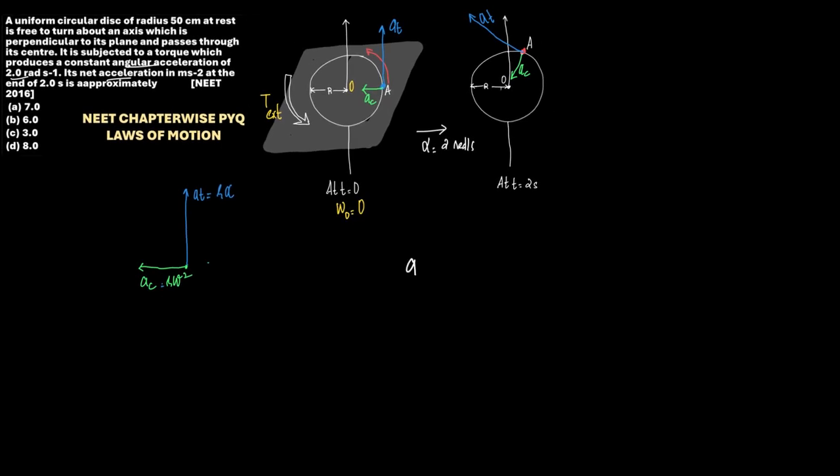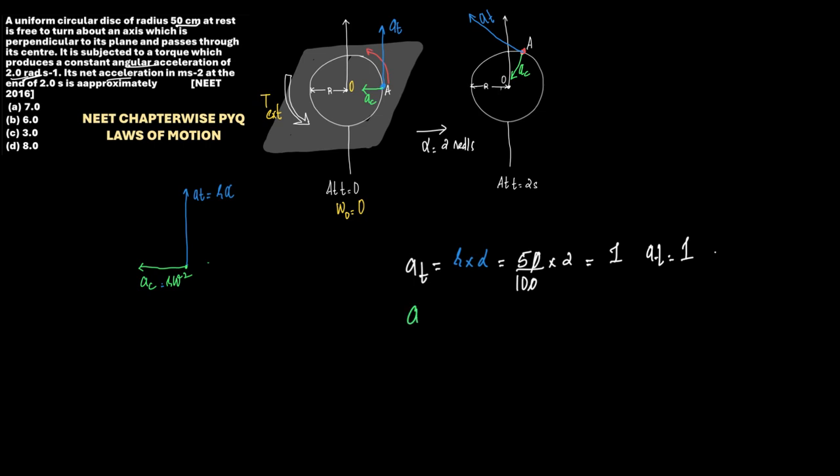So what is AT? AT we just wrote as r into alpha. What is the value of r? Given to us as 50 centimeters. So this becomes 50 upon 100 into alpha. The value of alpha is 2 radians per second square, so this is 2. So it is 10 by 10, which is equal to 1. So tangential acceleration AT is equal to 1.